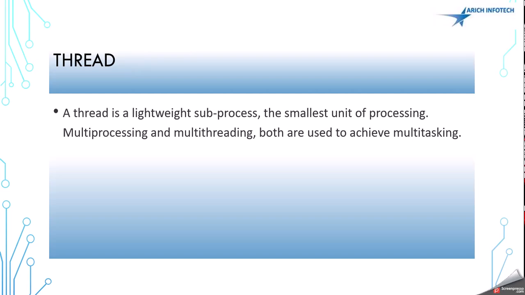A thread is a lightweight sub-process. It is not a process, it executes within the process. A thread is a lightweight sub-process, the smallest unit of processing. Multi-processing and multi-threading both are used to achieve multitasking, so we can perform multitasking with the help of multi-processing and multi-threading.